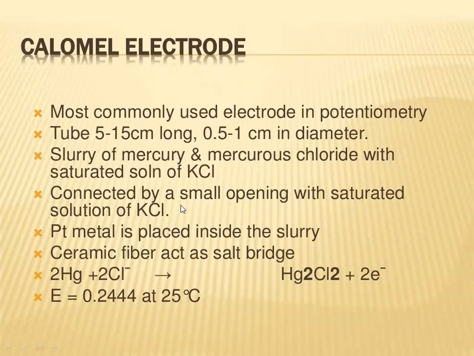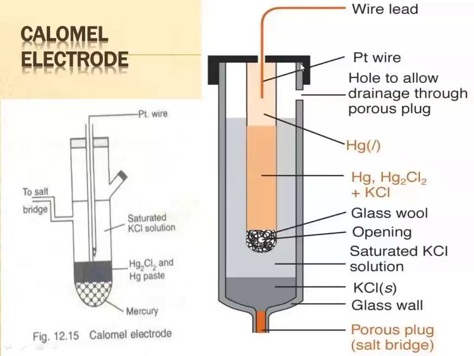There is a small opening which connects these two, with the saturated solution of KCl. A platinum wire is placed inside the slurry. The ceramic filter will act as a salt bridge. Now the calomel electrode reaction can be expressed like this: 2 Hg plus 2 chloride ions giving Hg2Cl2 and 2 electrons. The potential of the calomel electrode is found to be 0.244 volts at 25 degrees Celsius.